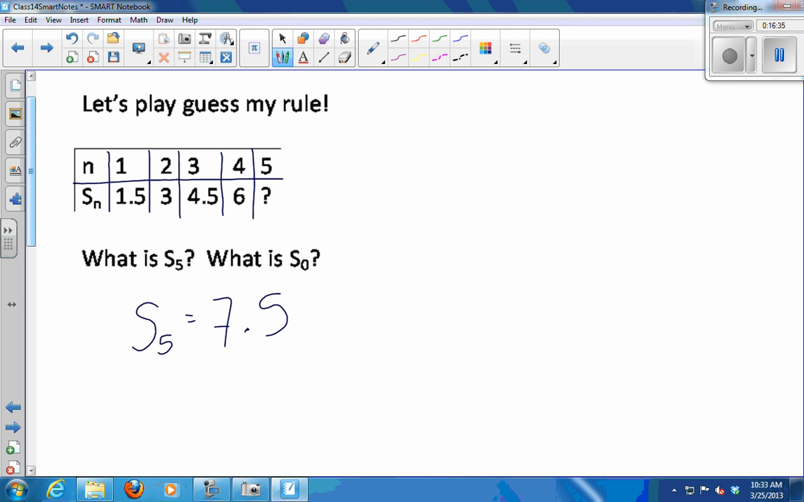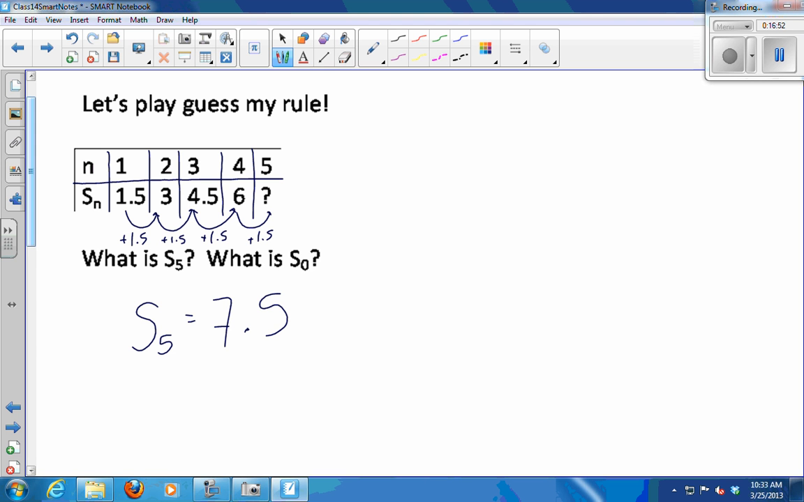That's another way to do it. Yeah. So you can just look at this bottom list and say to get from one term to the next, I'm adding 1.5. Which means 6 plus 1.5 would have to be 7.5.